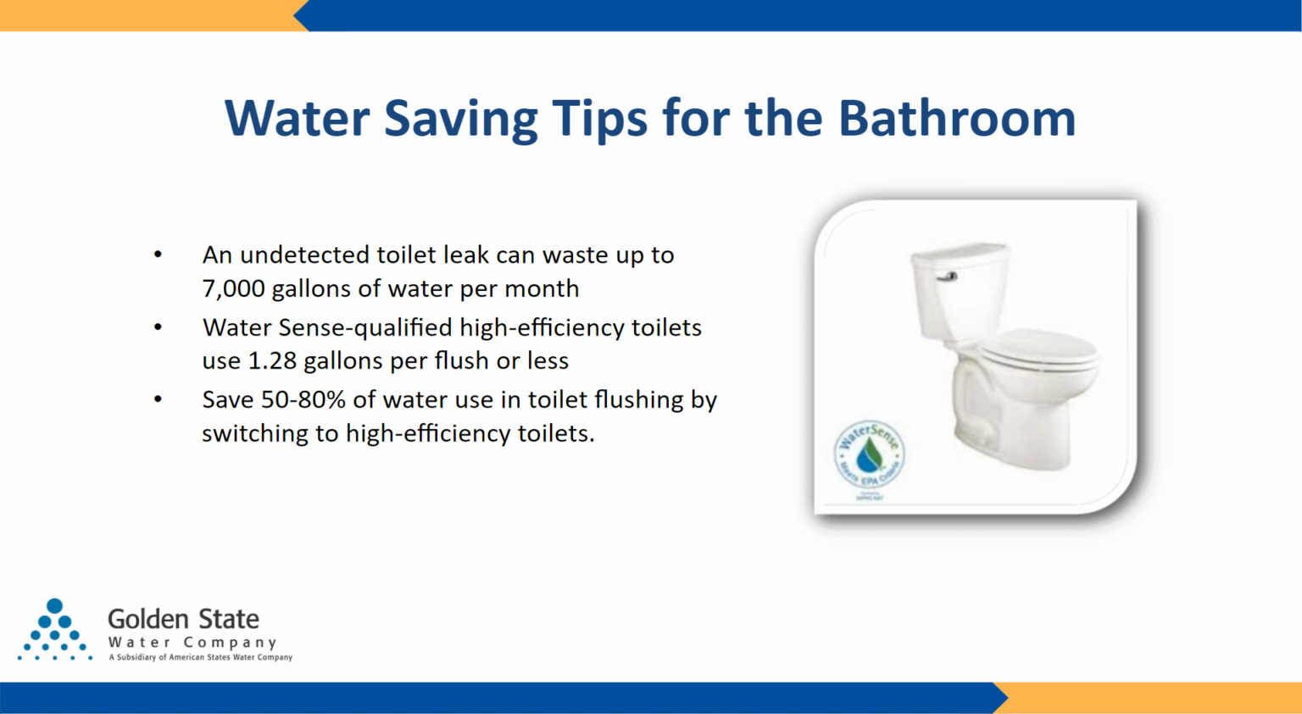Toilet models from 1992 or earlier use between 3.5 to 7 gallons per flush. Newer high-efficiency toilets use less than 1.3 gallons. You can reduce toilet flushing water waste by 50 to 80% by replacing an older model.